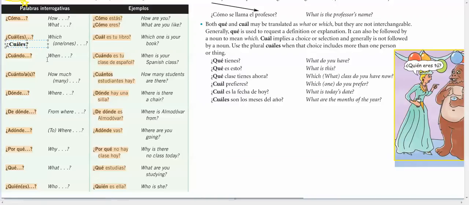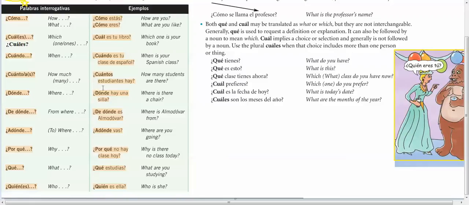Okay. ¿Cuándo, when. ¿Cuándo es tu clase de español? When's your Spanish class? ¿Cuánto is how many, how much. And we've got ¿cuántos estudiantes hay? Because you're asking for how many, you're going to have it agree with the thing that you want to know the quantity of. Here I want to know the quantity of students, so you use cuántos.